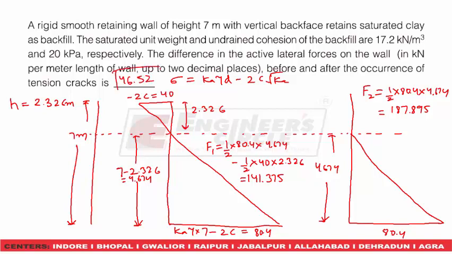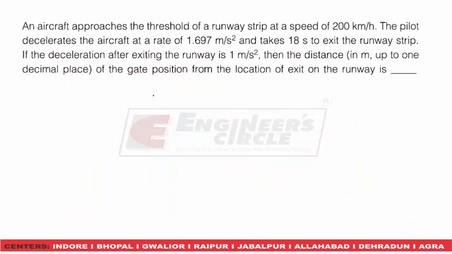This will be our answer. The next question is, an aircraft approaches the threshold of a runway strip at a speed of 200 km per hour. The pilot decelerates the aircraft at a rate of 1.697 meter per second square and takes 18 seconds to exit the runway strip. If the deceleration after exiting the runway is 1 meter per second square, then the distance in meter up to 1 decimal place of the gate position from the location of exit on the runway is.